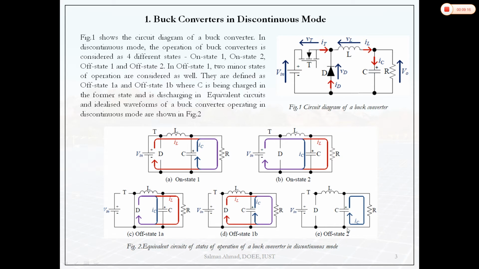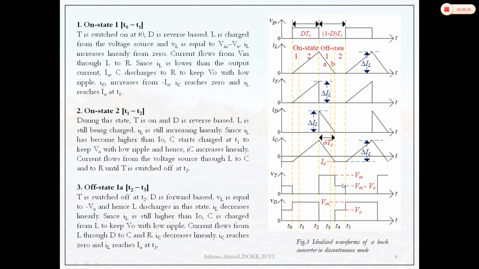Now in off state 2 you can see it is open circuited because this current is 0. Now if we apply the KVL in this loop, the voltage drop across this inductor is 0. Here it is V naught, so the voltage across this diode will be V naught. So it is V in here, and here it is V naught. So we are having V in or V naught. Since it is a buck converter, V in will be higher than V naught.